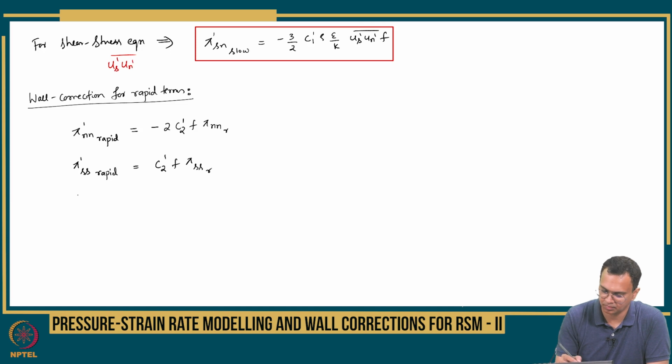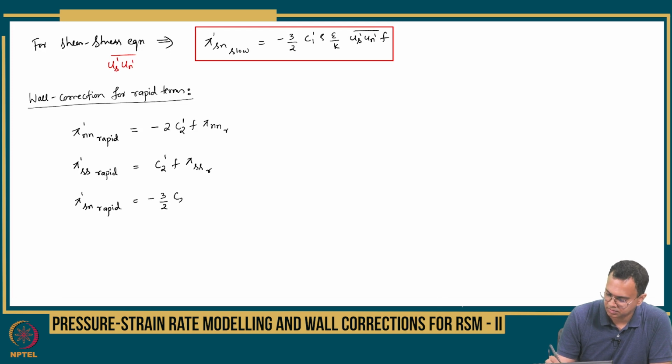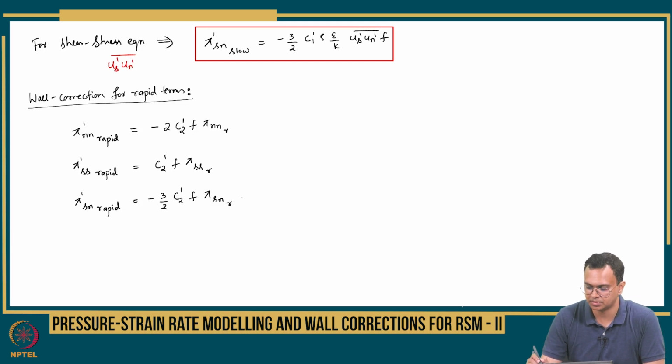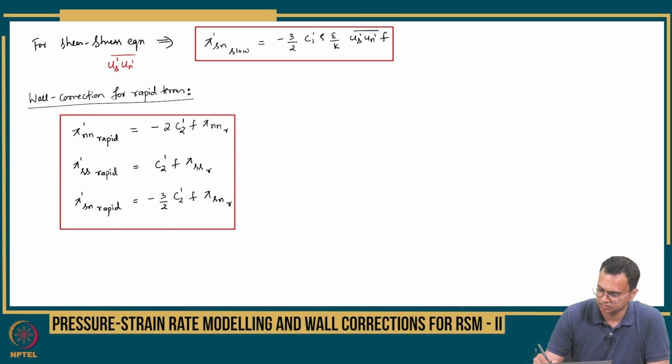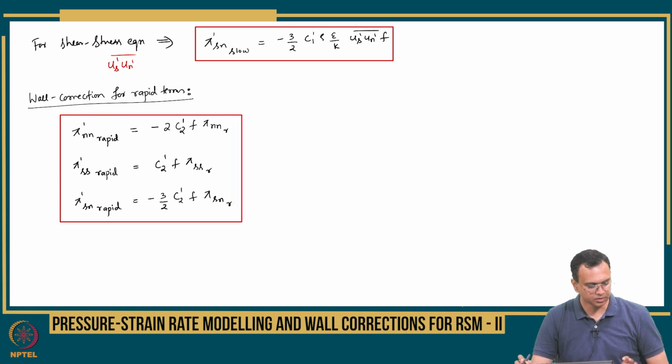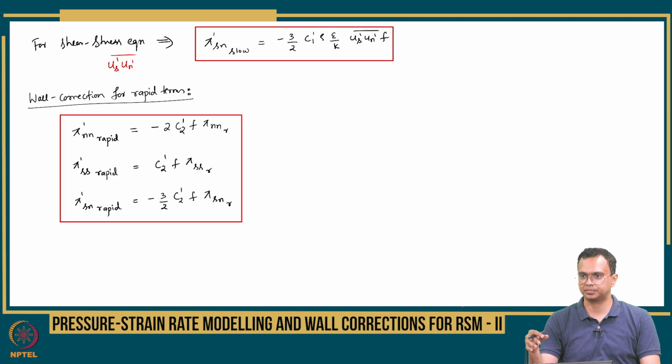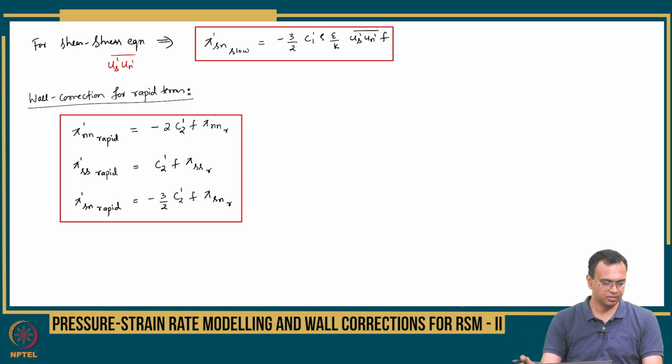And the pi sn rapid term will take minus 3 half C2 prime the damping function and pi sn. So we are going to use the corresponding rapid terms here for all the components. So this will complete your wall correction implementation for rapid and slow. So this is the sum total of it, right.